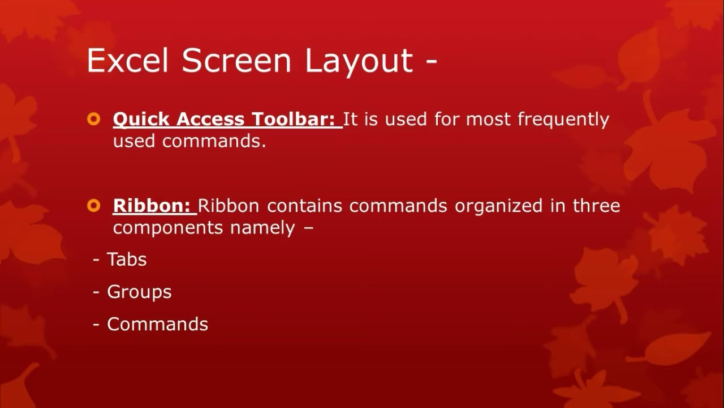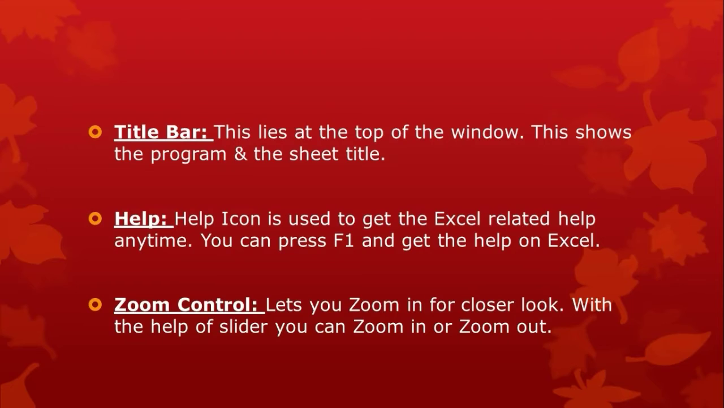When you see the Quick Access toolbar, it is used mostly for frequently used commands. Then your ribbon contains the commands organized in 3 components: tabs, groups and commands. Then the title bar. This sits at the top of the window. As I showed you, this shows the program and sheet title. Then the help icon is used to get Excel help. Anytime you can press F1 and get help on Excel.